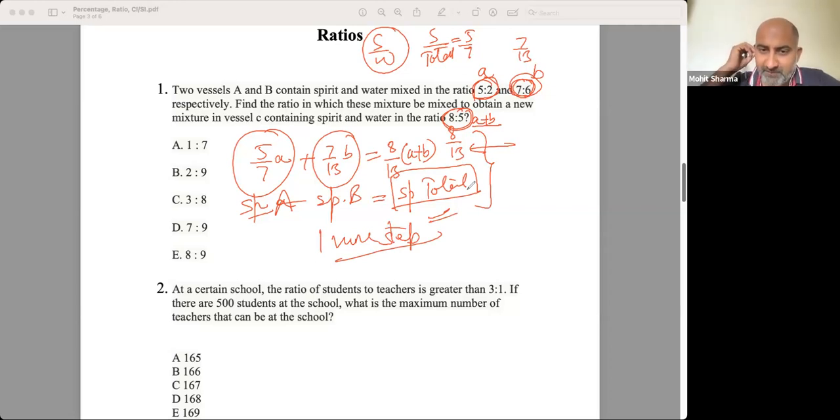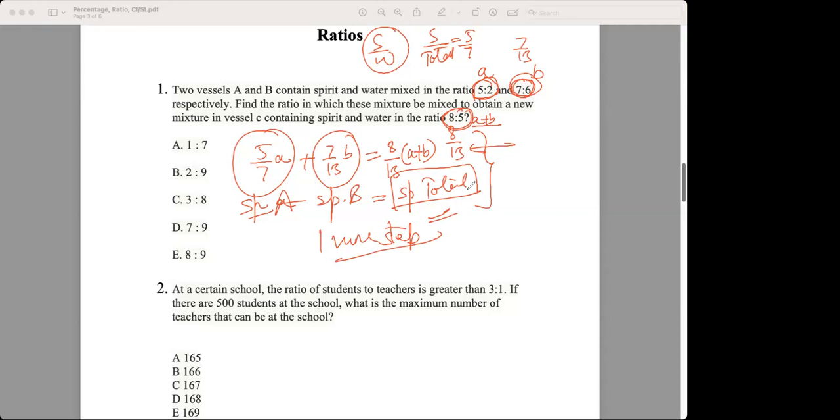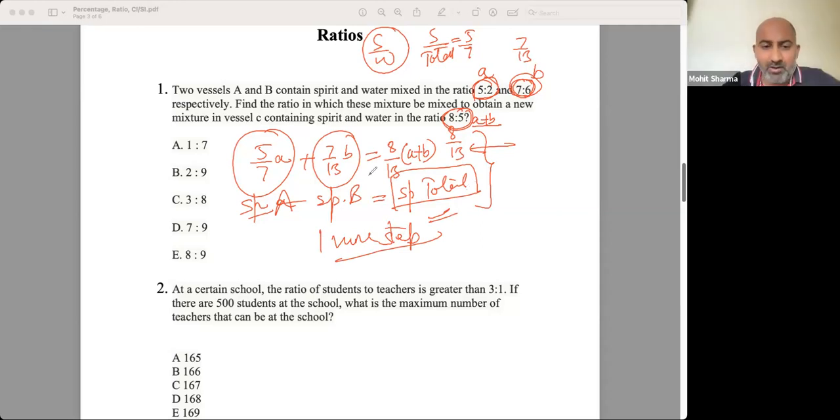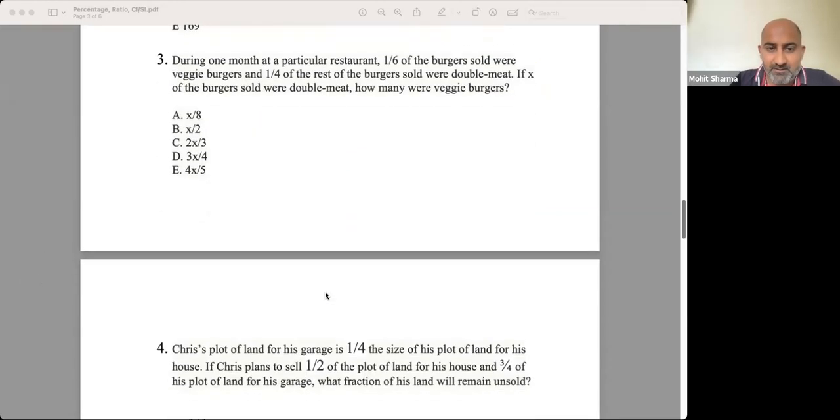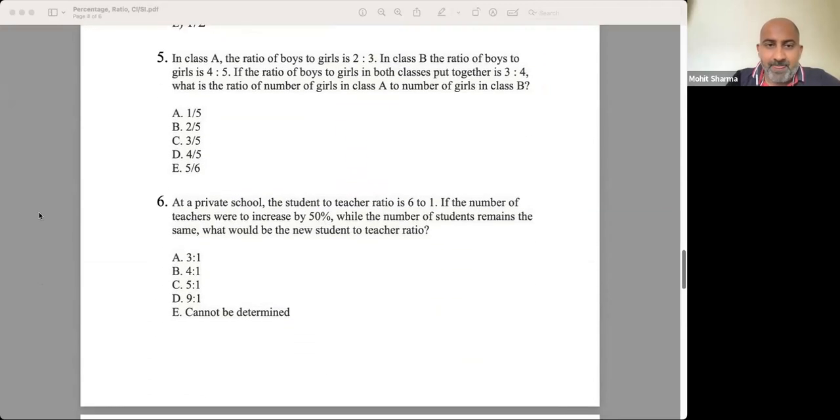Okay, make sense? Yes, sir. Any doubt, any questions with this? And that's how we'll do all other questions which are similar to this. For example, there are 2 more questions like that, right? Fifth is also similar to this.